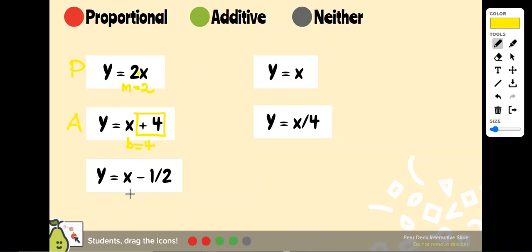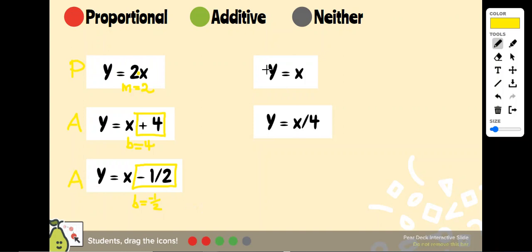And the next one down, y is equal to x minus 1/2. Even though we more commonly see fractions as a portion of slope, or a coefficient of x, we do see that it's after a minus sign. So that's okay, we're just subtracting half. That means our b, or y-intercept, is negative 1/2, and it is an additive relationship.